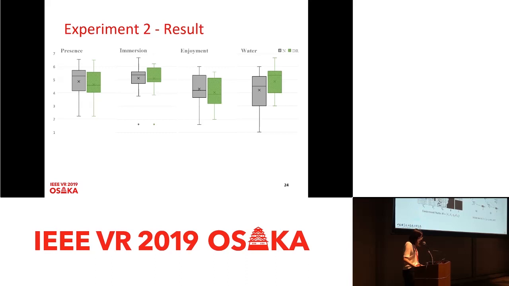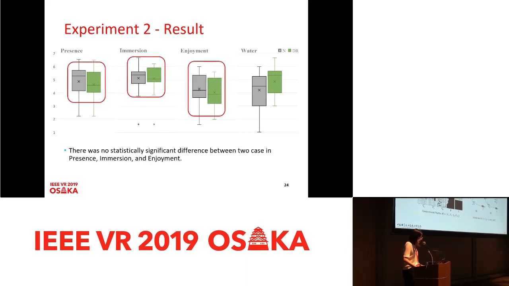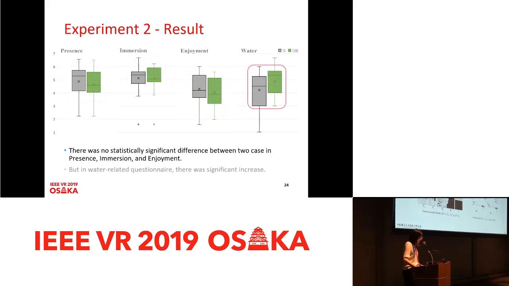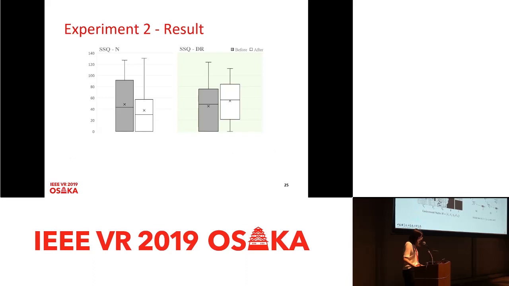And this is the result. There was no statistically significant difference between the 2 cases in impression, presence, immersion, and enjoyment. But in the water-related questionnaire, there was a significant increase. This graph shows the result of SSQ. The SSQ score shows the cyber sickness effect in this experiment was trivial.